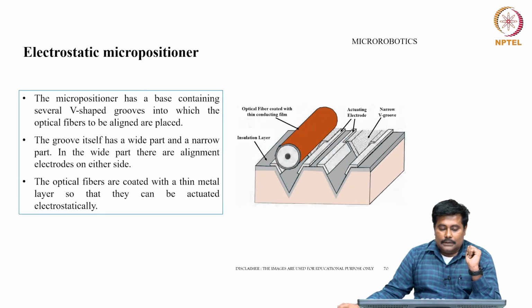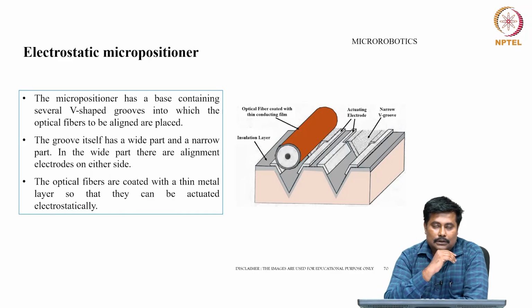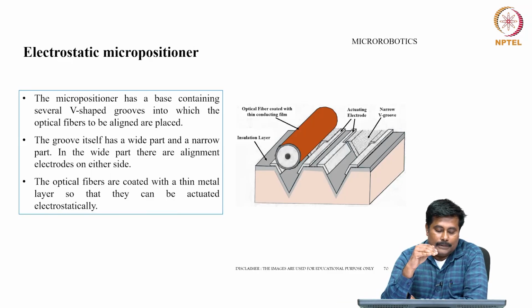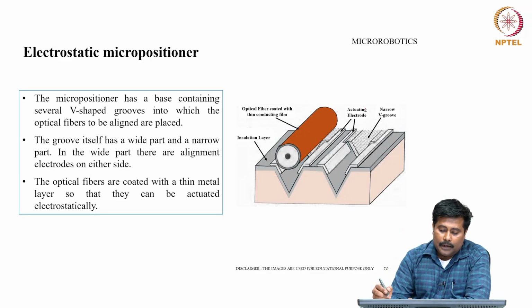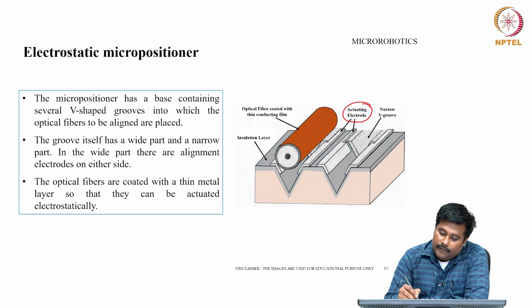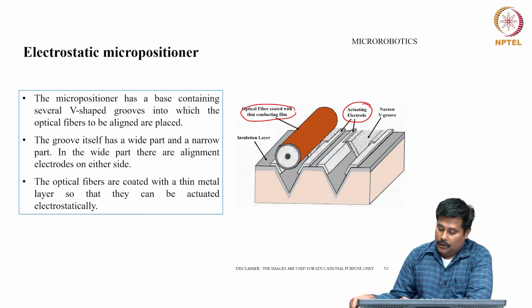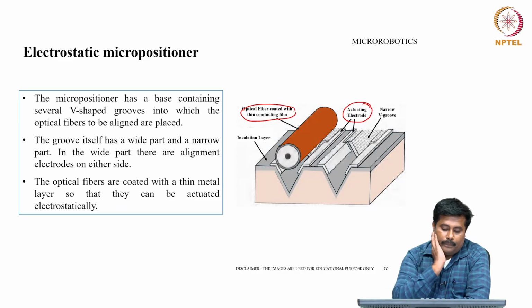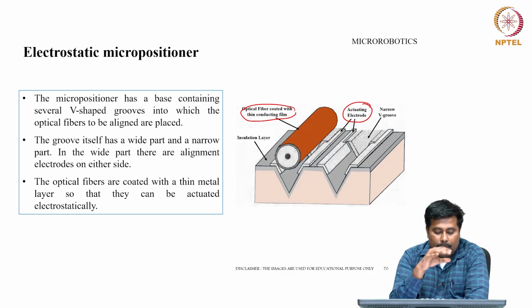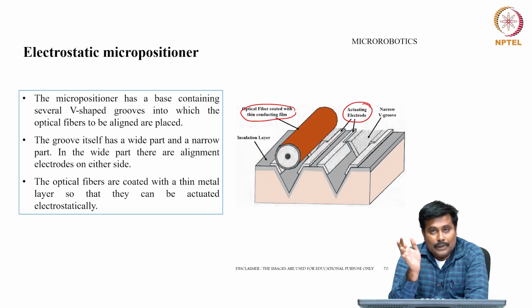Now, as far as this electrostatic micropositioner is concerned, the micropositioner has a base containing several V-shaped grooves into which the optical fiber needs to be aligned and placed. Along with the V grooves, there are different actuating electrodes available, and the optical fiber is coated with a thin conducting film with an insulating layer. The groove itself has a wider part and a narrow part, and in the wider part there are alignment electrodes on either side. The optical fibers are coated with a thin metallic layer so that they can be actuated electrostatically.